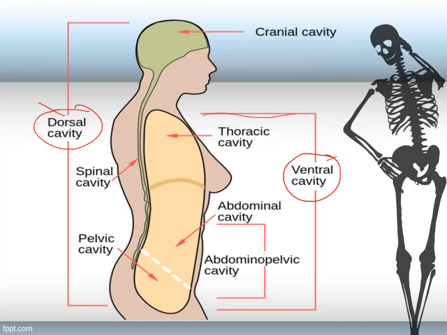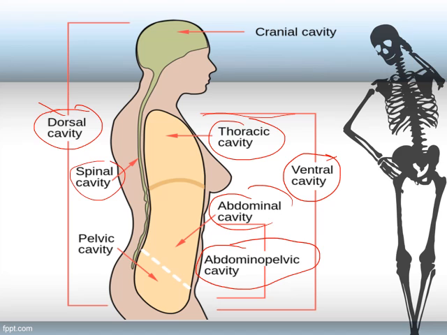So we have here sa ventral, thoracic cavities, abdominal cavities, and abdominopelvic cavity. And also, we have here the spinal cavity and pelvic cavity for the dorsal cavities. So, sa one of the videos that I will also present later, na-embed ko na video, may special discussion for the cranial cavity. So, you have to watch it also.